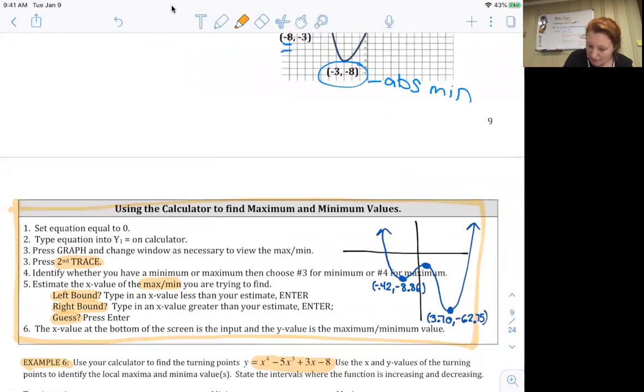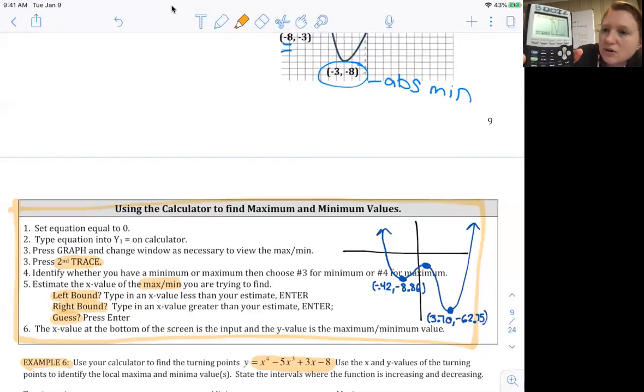Notice now we have a maximum. There's only one thing different when you're looking for your maximum. The steps so far are the same. When you go to second trace, if we want to find a maximum, you need to pick the maximum option here. So that's option 4. And I hit enter, but everything else is the same. If this is my maximum up here, I want to do something to the left of it. So I can actually go ahead and just hit enter right now. Now I want to go to the right of that.